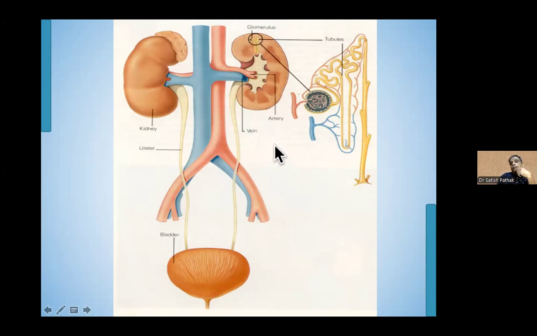Now you must have heard of a patient getting a stone somewhere. Where does a patient get a stone? Either in the kidney, ureter, or bladder. How we can get rid of it, that also we'll see in future slides.